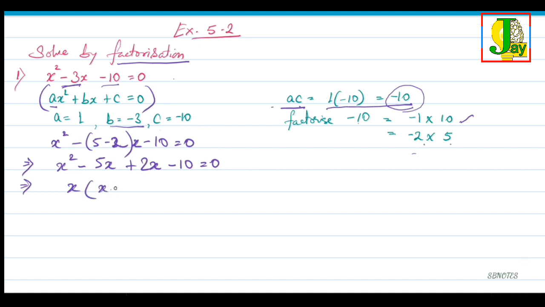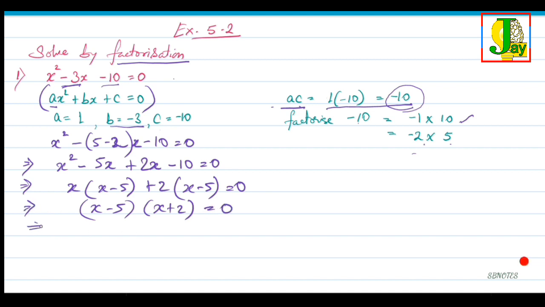If you take x common, we get x minus 5 plus 2, x minus 5, and that's x minus 5 common again. Then we have x plus 2, and applying the zero product rule, we have x minus 5 equals 0 or x plus 2 equals 0. That means x is 5 or x equals minus 2. So these are the solutions for the given equation.